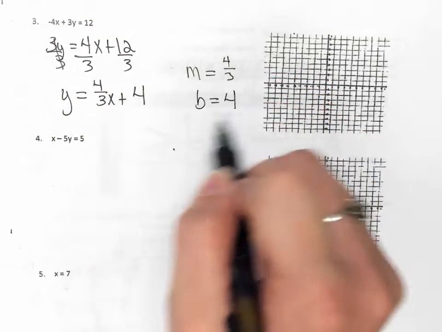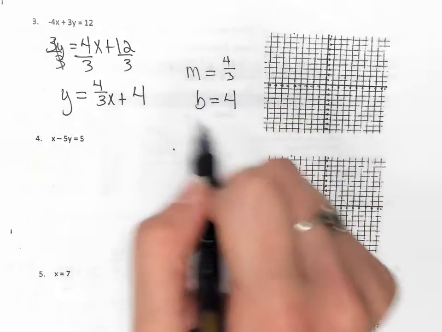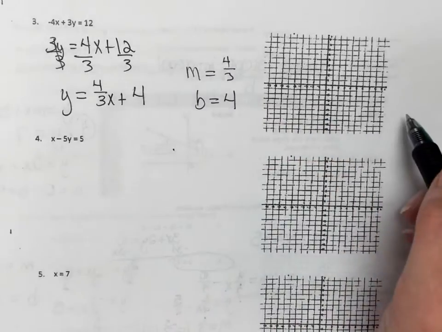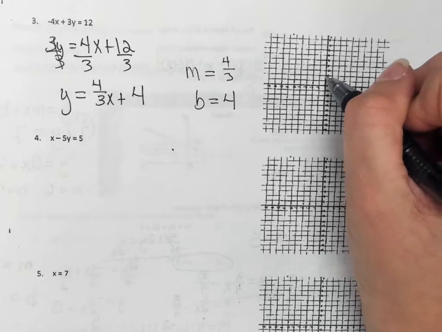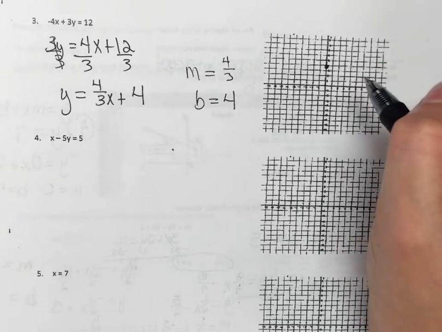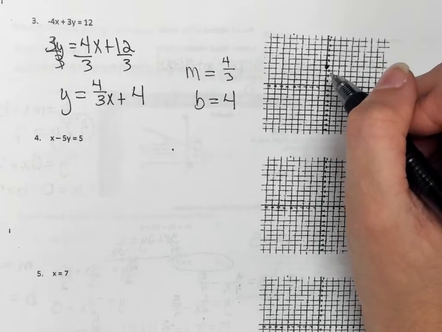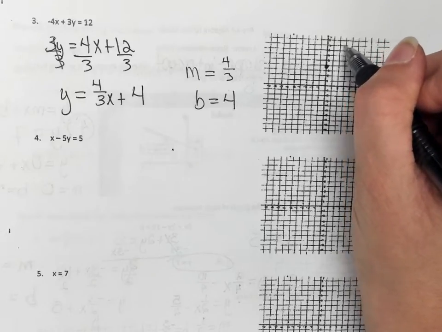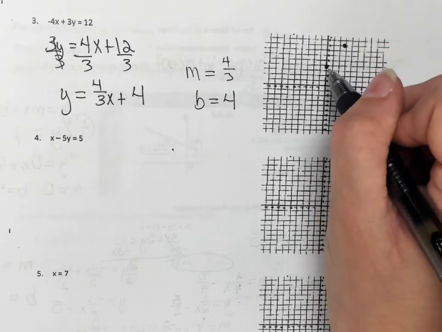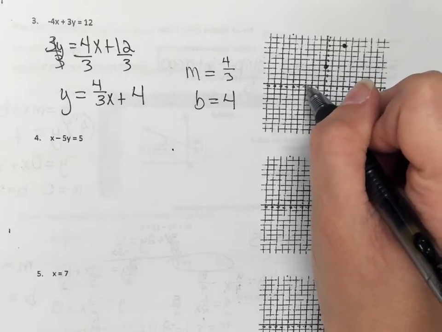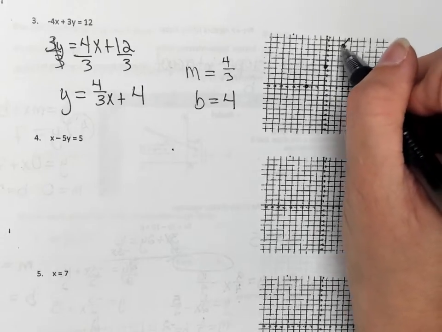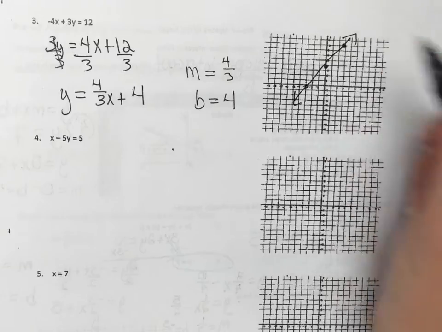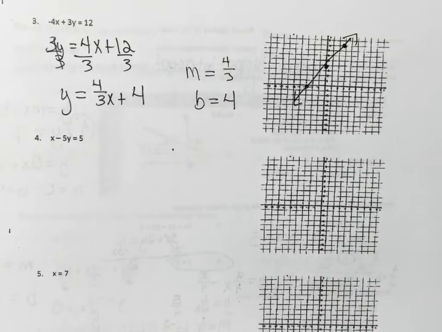If you don't need to write this to graph, then don't write it. But I write it for people that need it. So I'm going to go up 4 for my y-intercept. And then my slope is 4 over 3, so I'm going to go up 4 again and right 3. Put a dot. Or I could go down 4 and left 3. Y'all okay? Anybody lost? Anybody need a second?